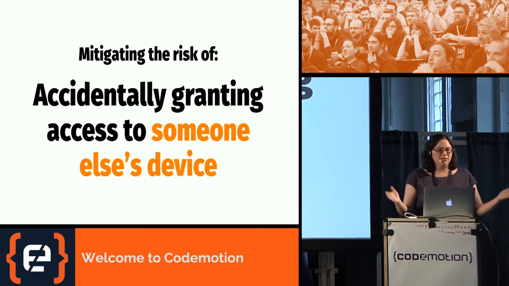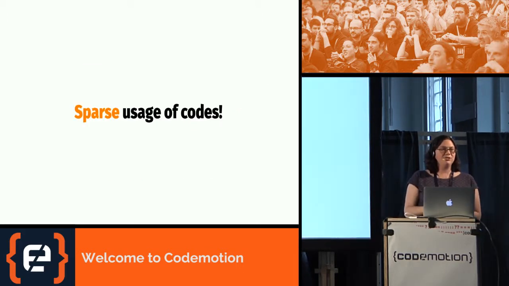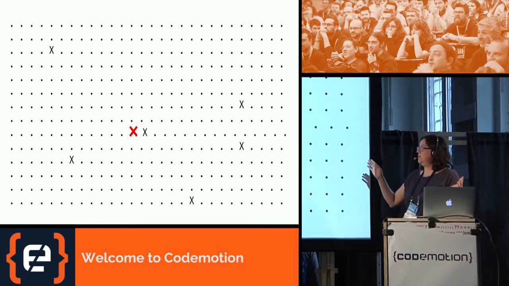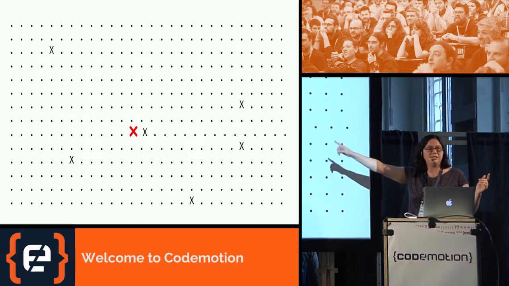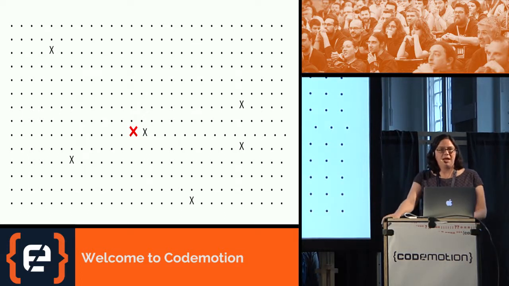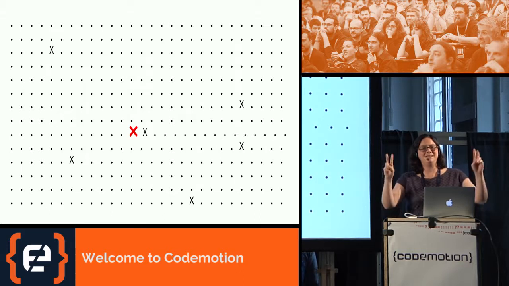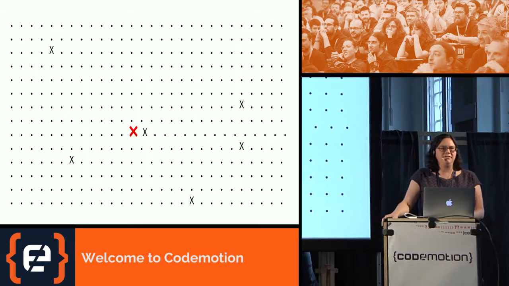So, how can we mitigate the risk of granting access to someone else's device? Well, you have a sparse usage of codes. You make it so unlikely that if Nina enters a code which is very similar to the one she was issued, it's probably just not a valid code. One of the only ways you can prevent this from happening is to have so many codes available that you don't issue similar ones. Similar by what definition? You just have to have them so spread out that it's unlikely to have these collisions.